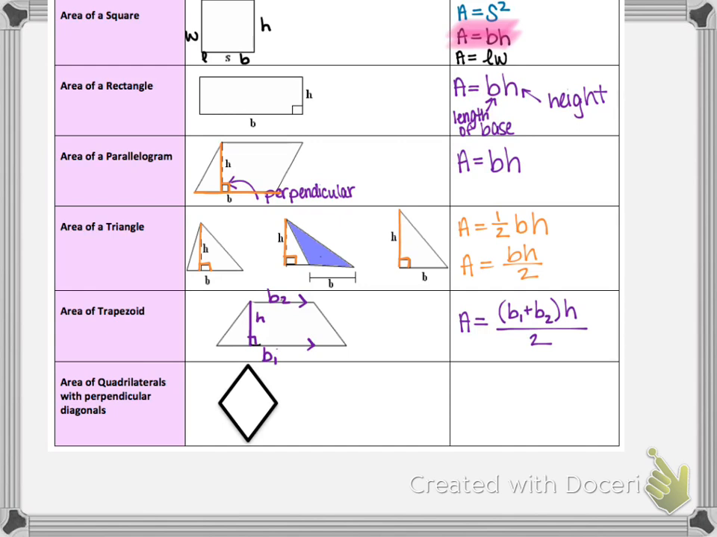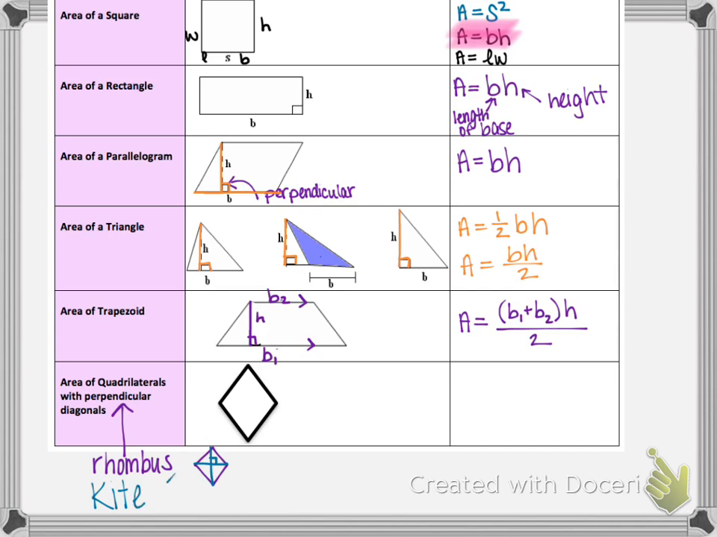And then areas of quadrilaterals with perpendicular diagonals. So if you're given diagonals, here's what you can do. And here's some examples of quadrilaterals with perpendicular diagonals. A rhombus. So if you remember when we learned about rhombi, they had nice little diagonals here that made right angles. So there's rhombus. There's also a kite.